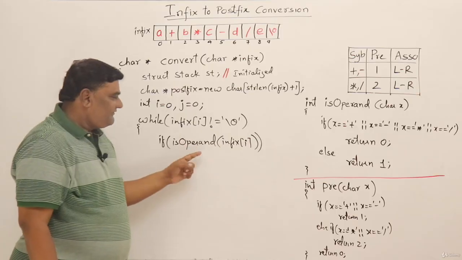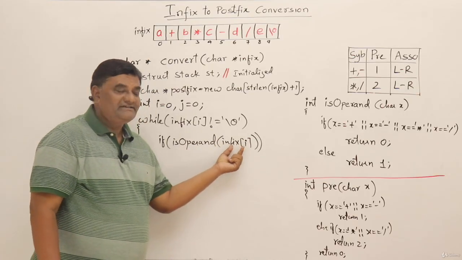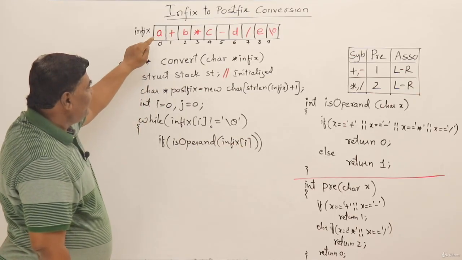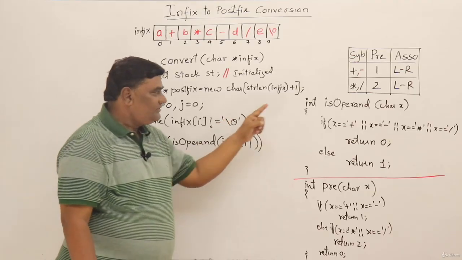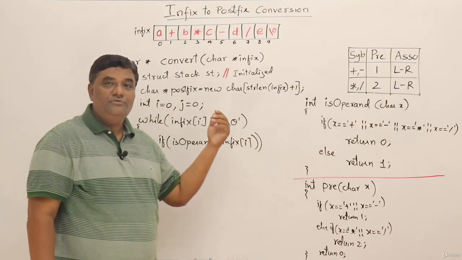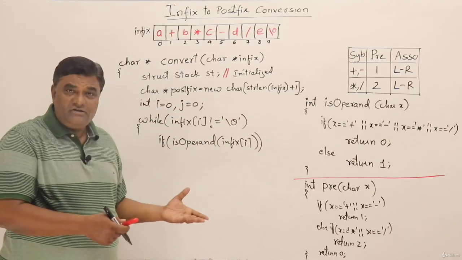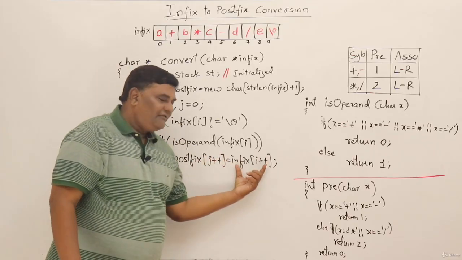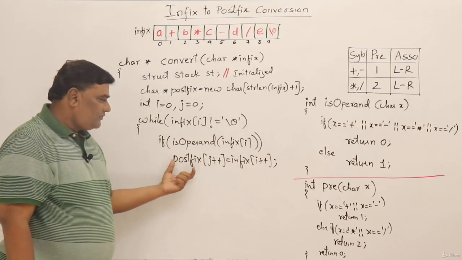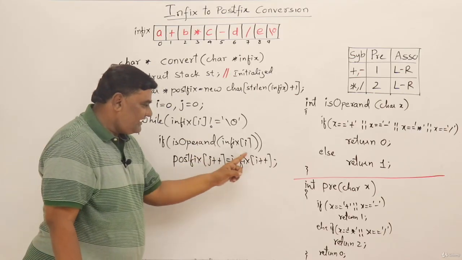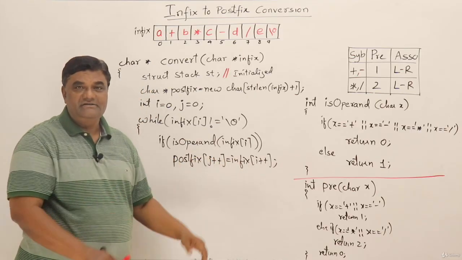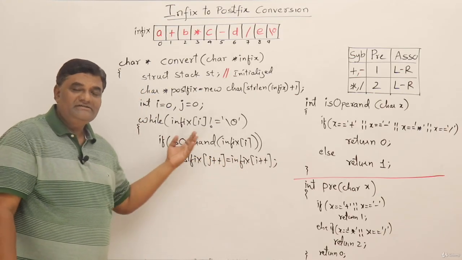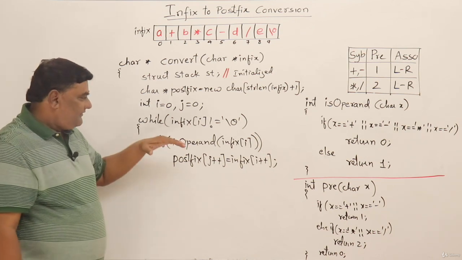To check whether that symbol of the infix expression, let us say the first symbol, is an operand, I'm sending it to this function. This function returns true if it is an operand. And if it is an operand, then directly I should send it to postfix. So the symbol of the infix expression should be stored in postfix, and indexes I and j both should be incremented. So I'm copying that symbol here, if it is an operand.